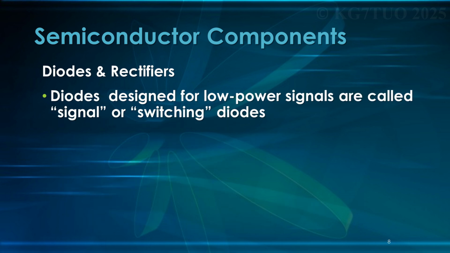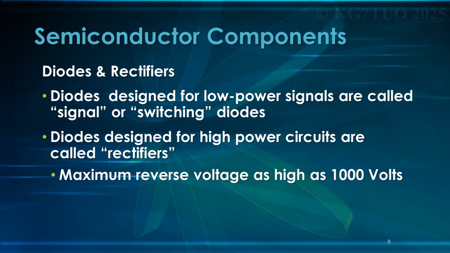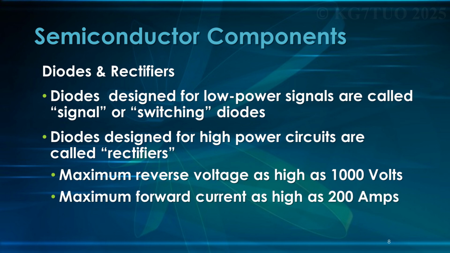Diodes designed for low power signals are called signal or switching diodes. So if they're designed for low power signals, they're signal or switching. If they're designed for high power circuits, they're called rectifiers. So rectifiers are diodes, they're just for more oomph. Maximum reverse voltage is as high as 1,000 volts on a rectifier. Maximum forward is as high as 200 amps of current. That'll light you up. Housing bridge.